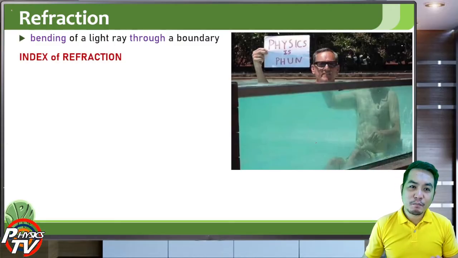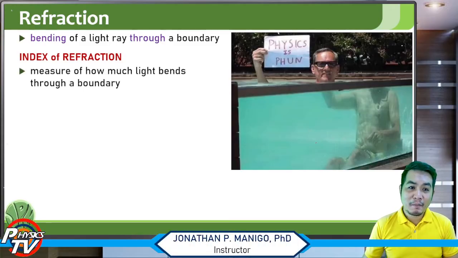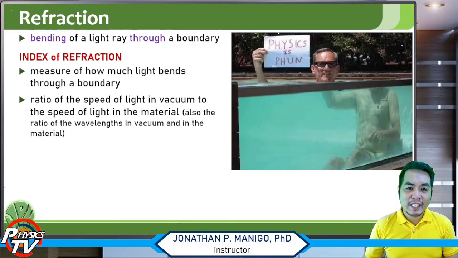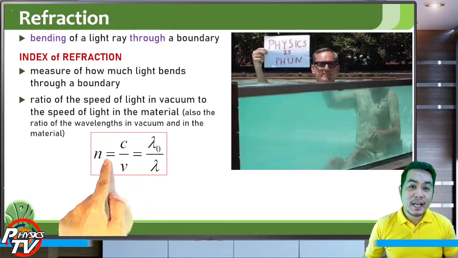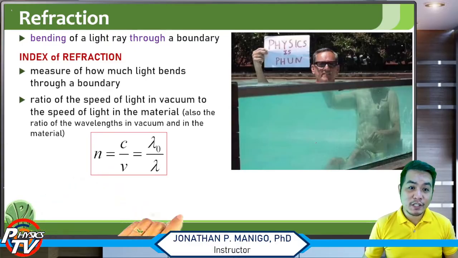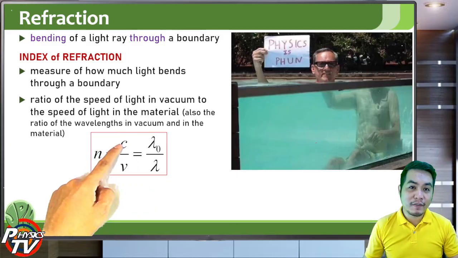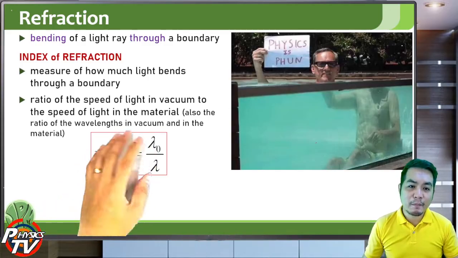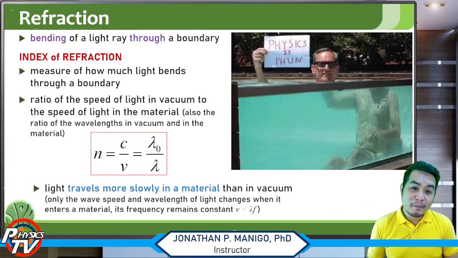So how much light can bend depends on the index of refraction of a material. It can be described as the ratio of the speed of light in vacuum to the speed of light in the material, or the ratio of their wavelengths in vacuum and in that material. So index of refraction is n. It's a dimensionless quantity. It has no unit. It's just a number because it's the ratio of the speed. If the numerator is a speed value in meters per second and the denominator is a speed value in meters per second, the unit cancels out. It's a dimensionless quantity. Now, light travels more slowly in a material than in vacuum.